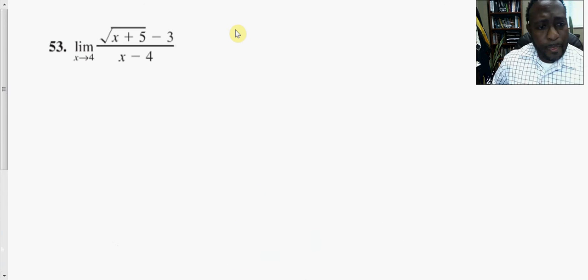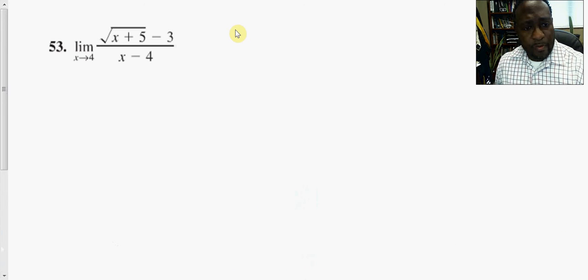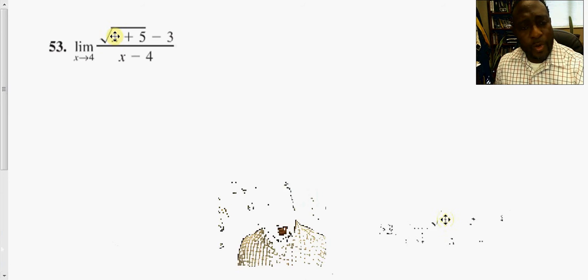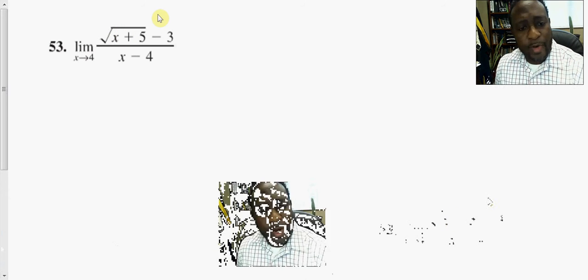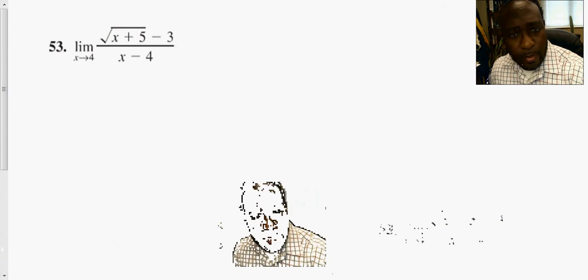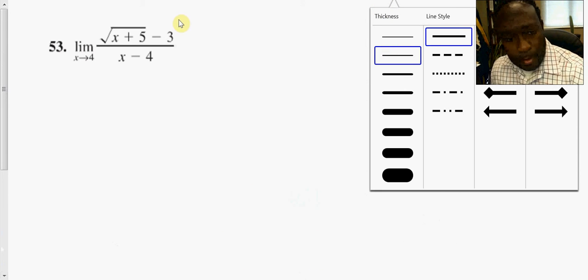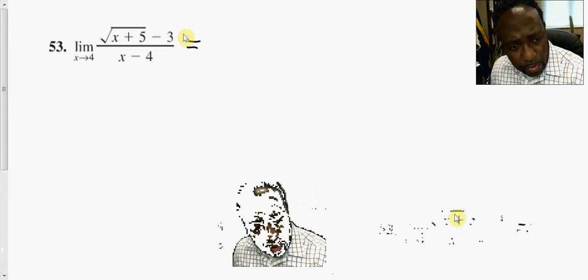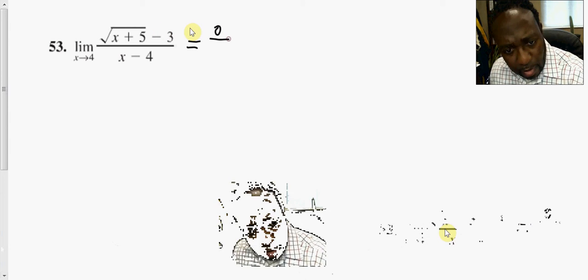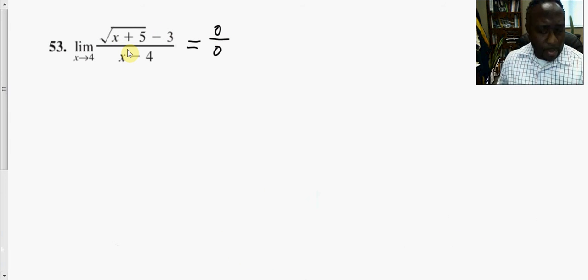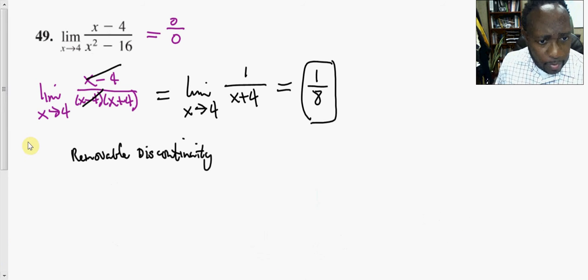The limit of the square root of x plus 5, minus 3, divided by x minus 4 as x approaches 4. Now let's look at that. As x approaches 4, we get the square root of 4 plus 5, which is the square root of 9. We get 3 minus 3, which is 0, and then 4 minus 4 is 0. We have a radical, so we rationalize. The previous one we factored, right?